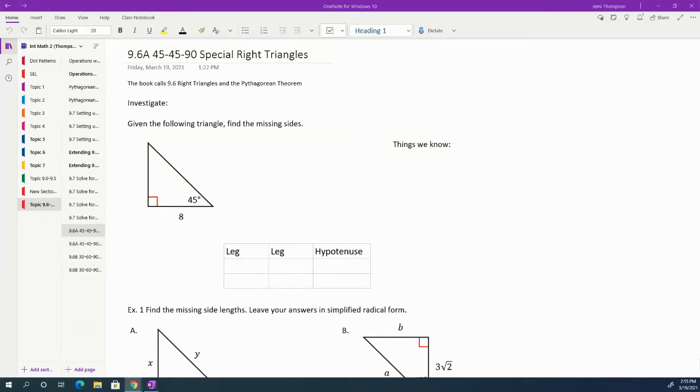Welcome, welcome. 9.6 in the textbook is called Right Triangles and the Pythagorean Theorem.